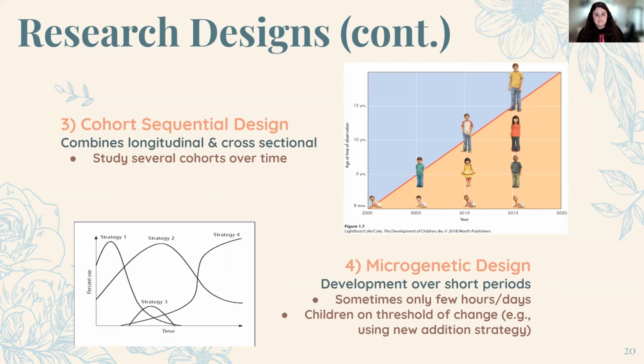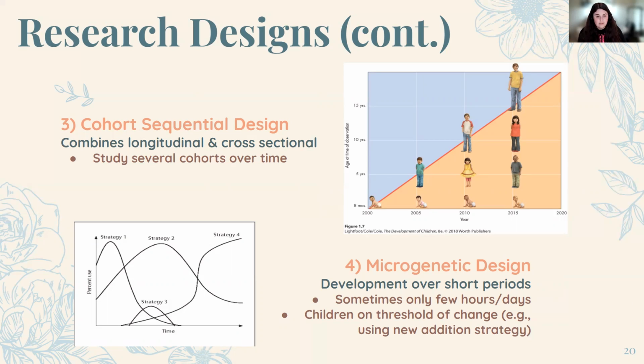An advantage is age-related factors are separated from cohort factors, but the disadvantages are kind of the same as longitudinal and cross-sectional designs, right? But maybe to a lesser extent. You're getting the best of both worlds in this way, but you're also going to have some of the same disadvantages too. So lastly, we have microgenetic design. This is focusing on development over short periods, sometimes only a few hours or days. And this design is usually just for when children are on the threshold of a change.